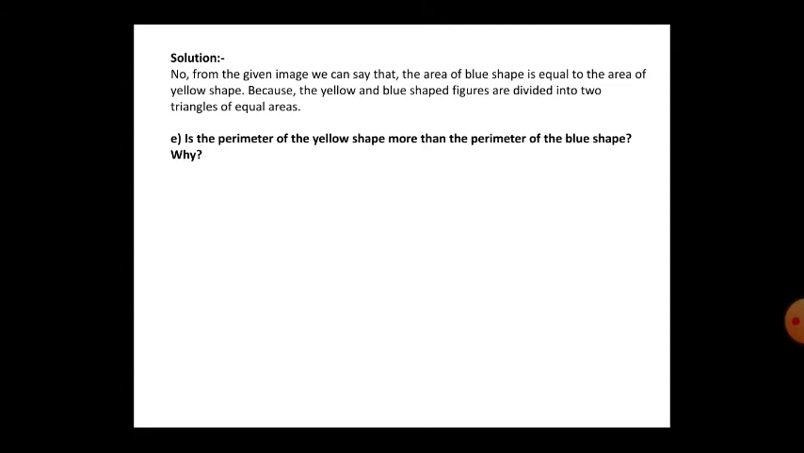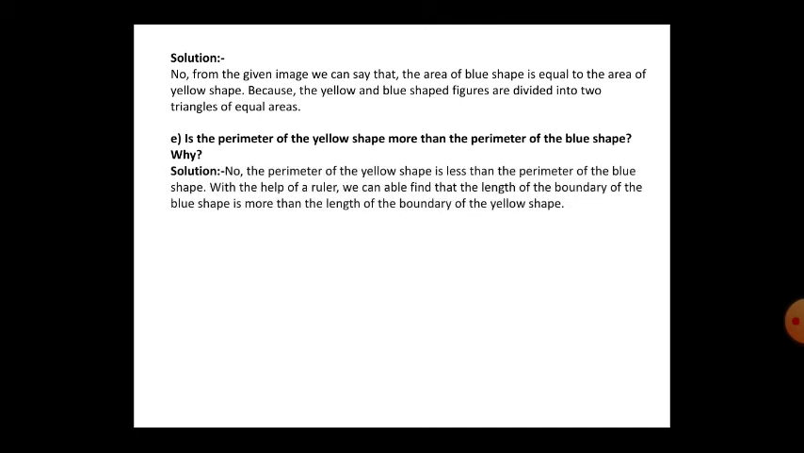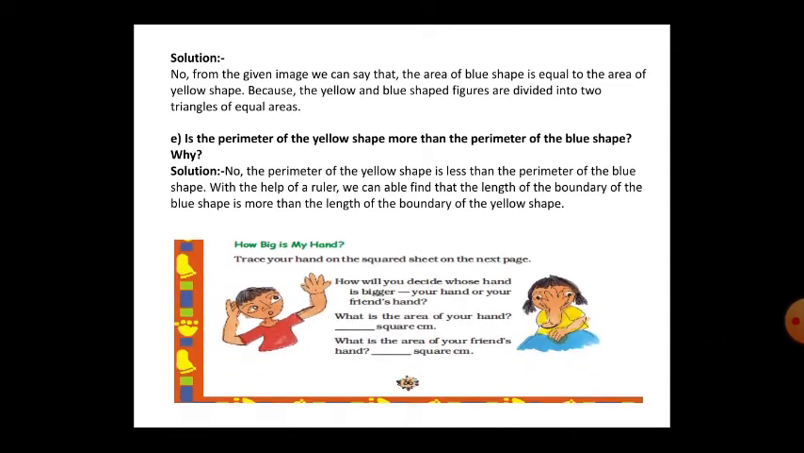Is the perimeter of the yellow shape more than the perimeter of the blue shape? No. The perimeter of the yellow shape is less than the perimeter of the blue shape, because by taking a ruler you can find the perimeter. What do you mean by perimeter? Perimeter is the length of the boundary of the given figure. So by using a scale, you can measure the length of the boundary. The blue boundary is longer than the boundary of the yellow shape.